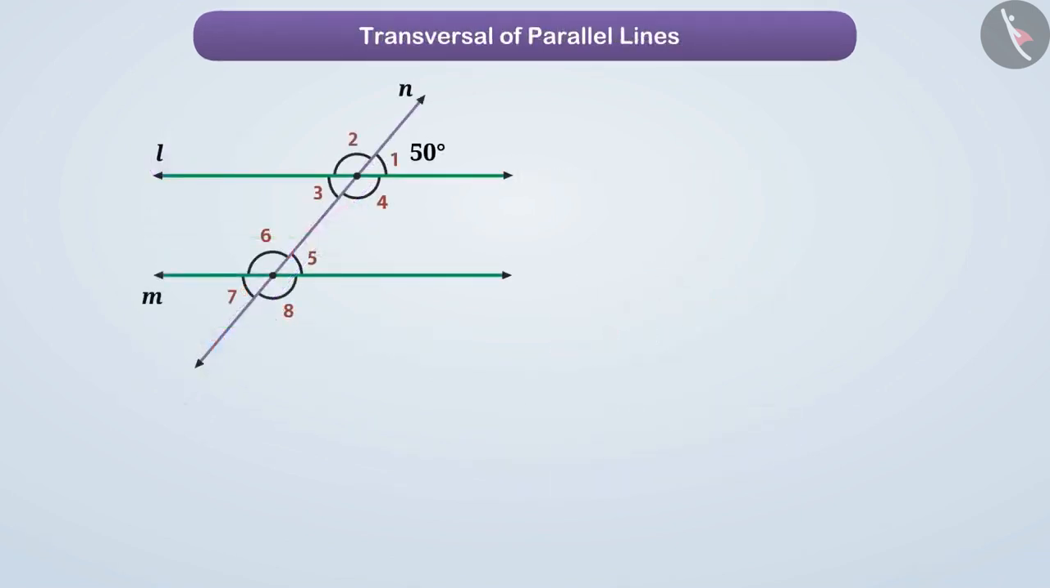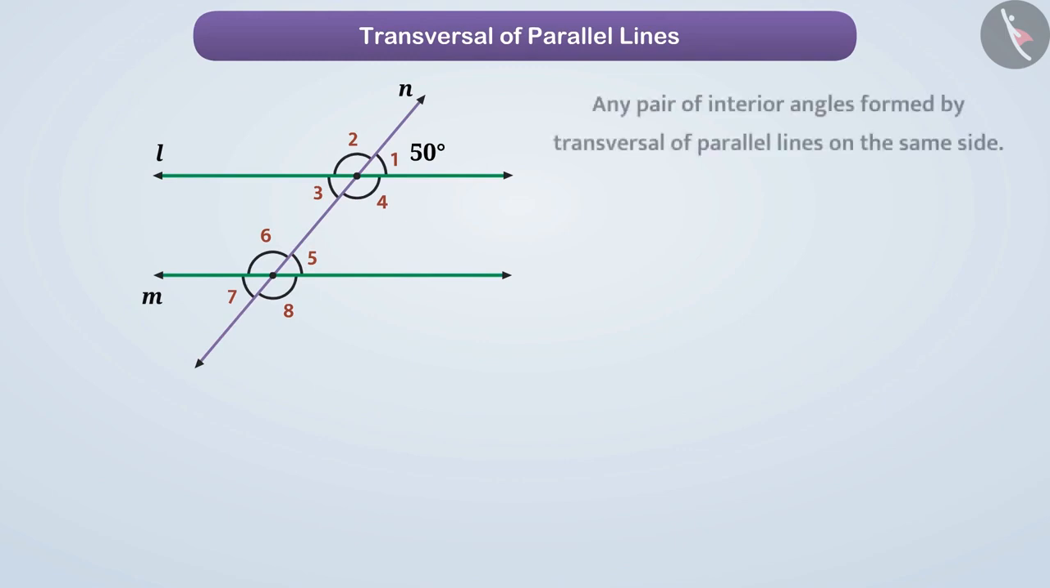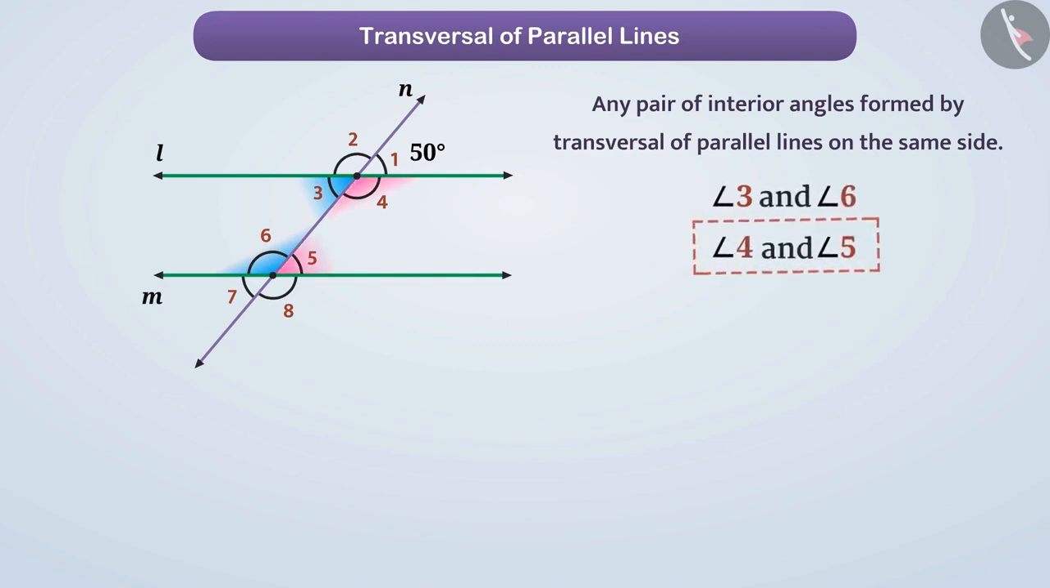Looking at the given figure, will you be able to find any pair of interior angles formed by the transversal of parallel lines on the same side? Give it a thought. Absolutely right. Here are such pairs, angle 3 and angle 6, or angle 4 and angle 5. Let's talk about angle 4 and angle 5.